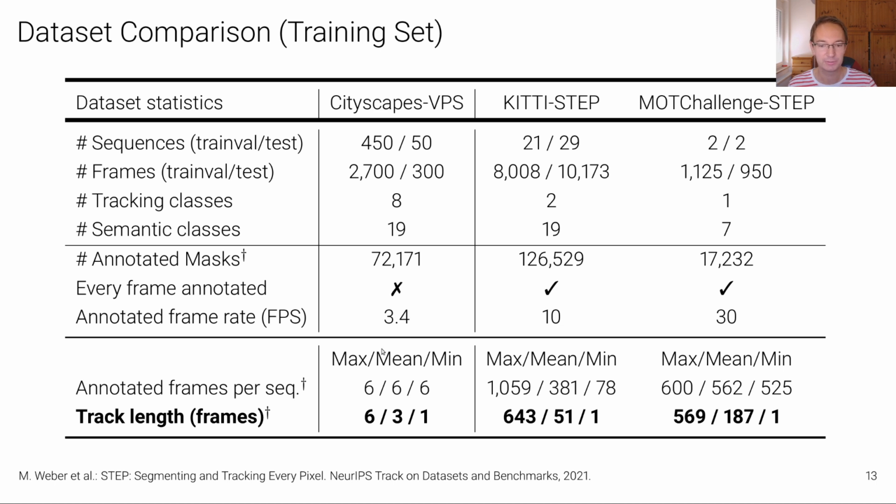And so this is the crucial aspect here, the crucial difference, that we can now not only evaluate performance of methods densely in time, but also over longer periods in time. As you can see here, for example, the mean track length in frames on the Cityscapes VPS dataset is 3, while on KITTI-STEP it's 51 and on MOTChallenge-STEP it's 187. So significantly longer than 3.